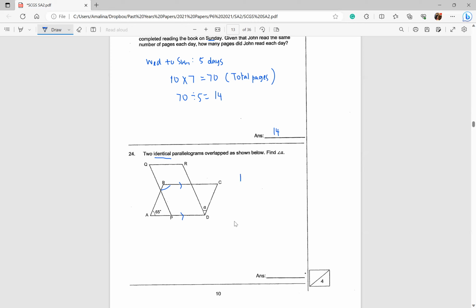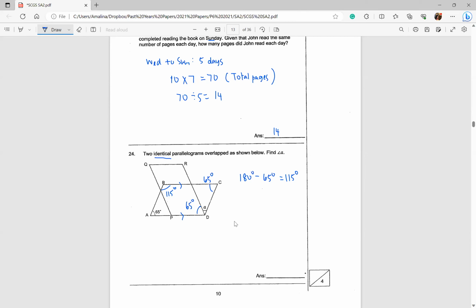So I take 180 degrees minus my 65 degrees. I get 115 degrees. This is 115 degrees. Okay. Now this is also 65. And because these two parallelograms are identical, this part here is also 65 degrees.